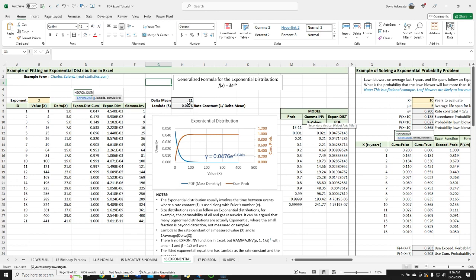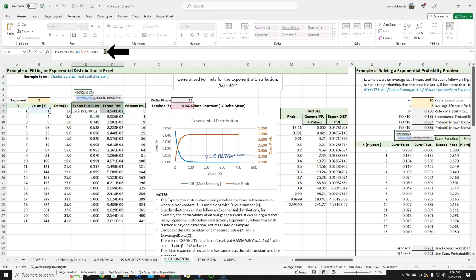Now that we have the rate constant, let's check out the formula. So in this column here, D, we've calculated the cumulative distribution, where we used a cumulative of true. So let's check out the formula. We use the x value, then we apply the rate constant, and we set cum to true. And what we get is this orange curve here.